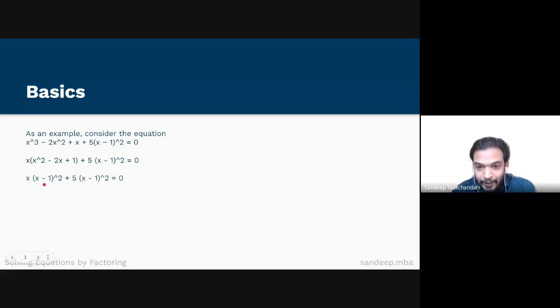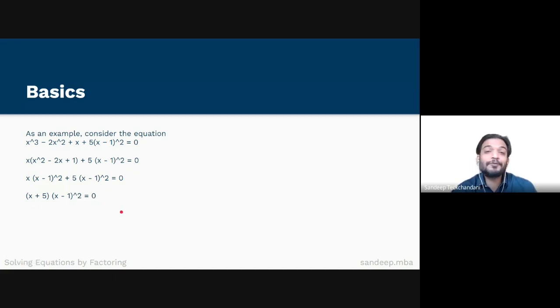Please observe that (x minus 1) the whole square is common over here. Therefore, I'll write x plus 5 in one bracket, and in the second bracket, I will write (x minus 1) the whole square, and our step will be (x plus 5) times (x minus 1) the whole square equals 0. In the next step, we will write x plus 5 equals 0 or (x minus 1) the whole square equals 0.